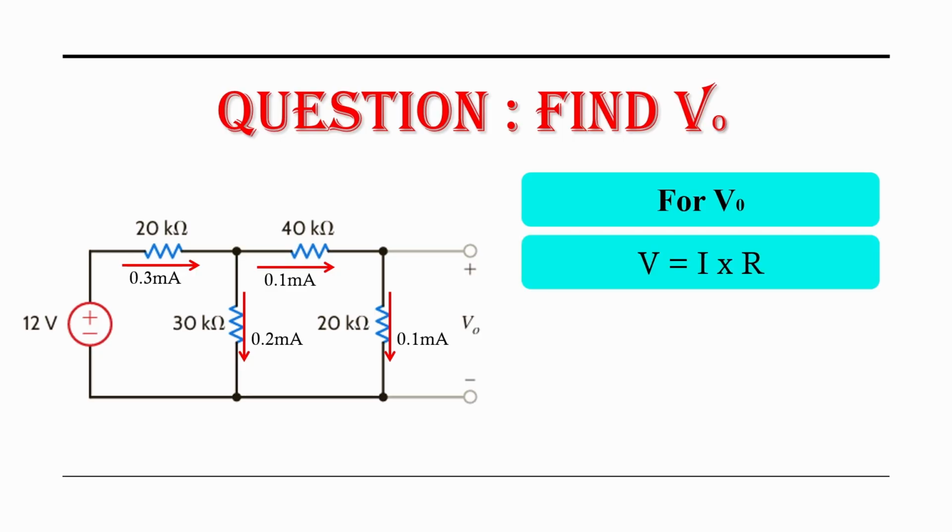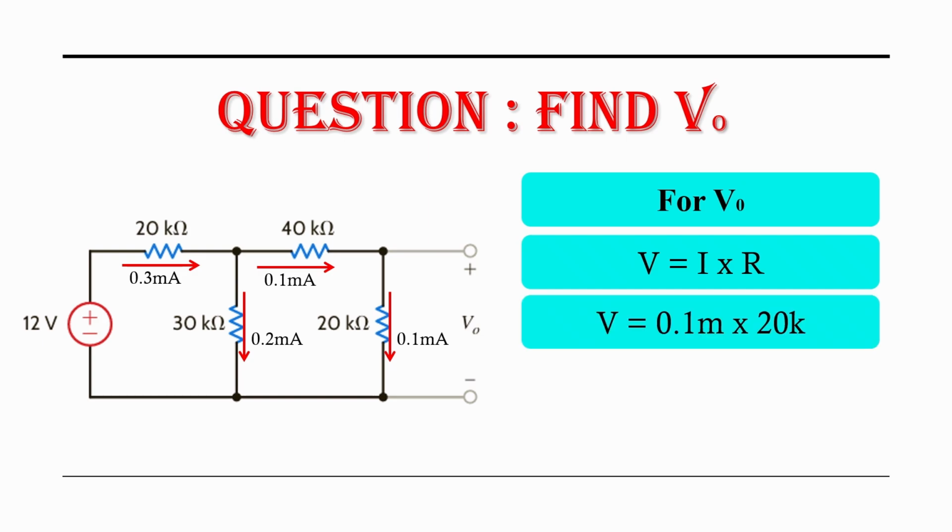We take the current flowing through that specific 20K ohm resistor, which is 0.1 milliamperes, and multiply it by the resistance. This gives us our final answer, 2 volts.